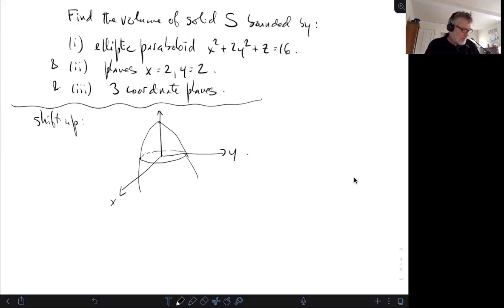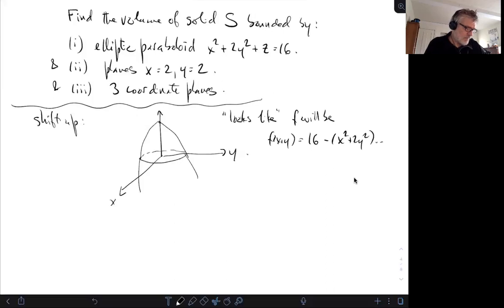Now we're starting to have an idea of what the graph of the function could be. It'll probably be the function whose graph this is. So it looks like f will be f of x,y equals 16 minus x squared plus 2y squared. We'll confirm that in just a second.